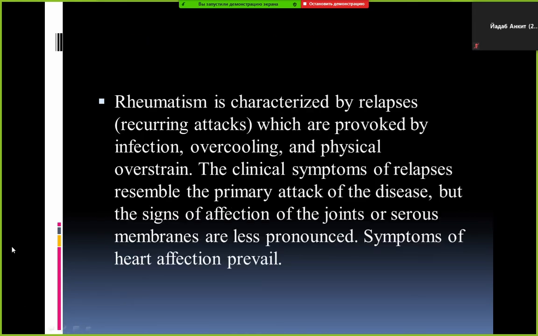Acute rheumatic fever is characterized by relapses or recurring attacks which are provoked by infection, overcooling, and physical overstrain. The clinical symptoms of relapses resemble the primary attack of the disease, but the signs of affection of the joints or serous membranes are less pronounced. Symptoms of heart affection will prevail.